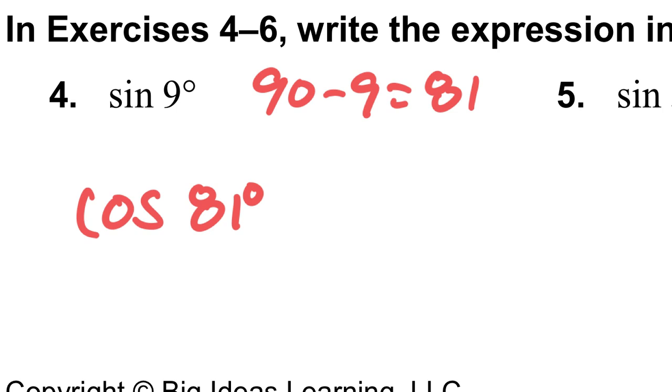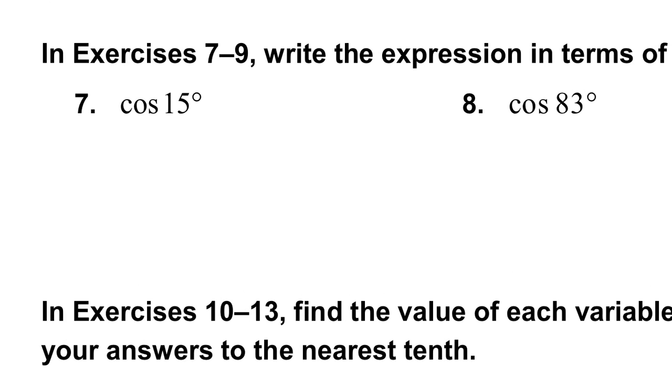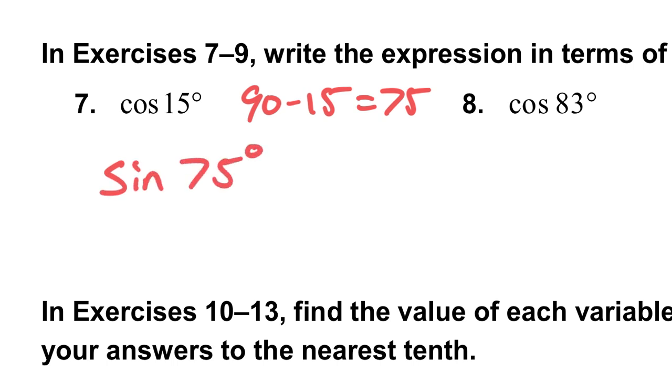So if we go to the next page, I can look here. We want to write cosine in terms of sine. So again, I'm going to find the complement. So it's 90 minus 15. I'm going to get 75. So cosine 15 is the same thing as the sine of 75 degrees. It'll be that same ratio, that same value.